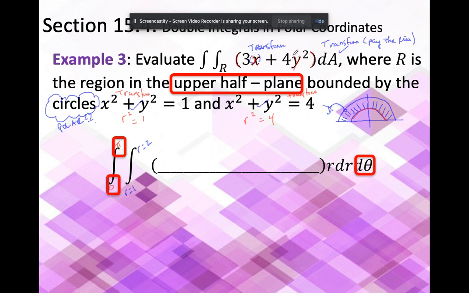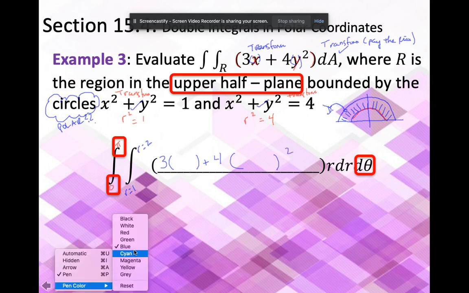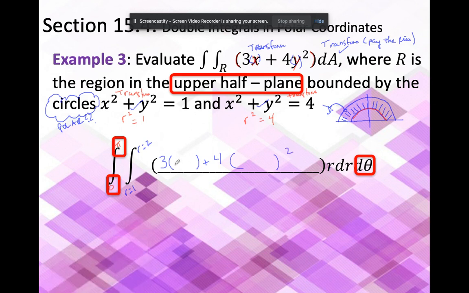Right, I haven't done the original. So what is this? This is where you need those equations. So this is 3x plus 4y squared. In polars, transform x, transform y.